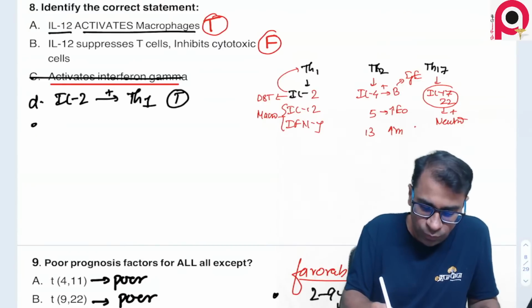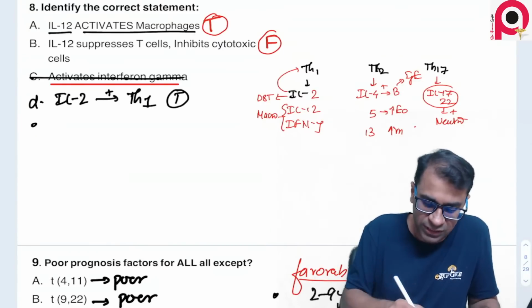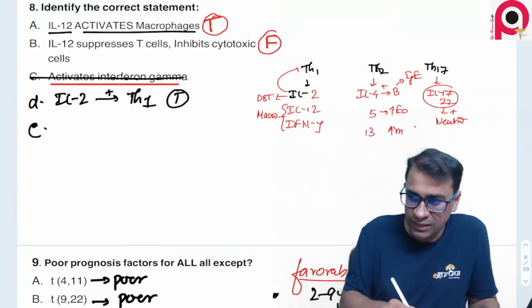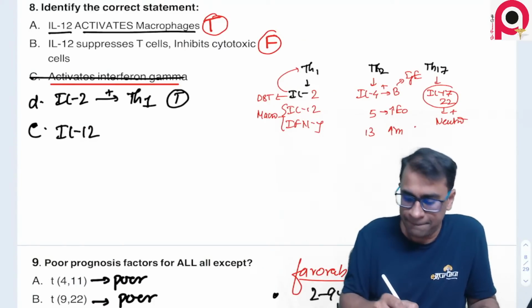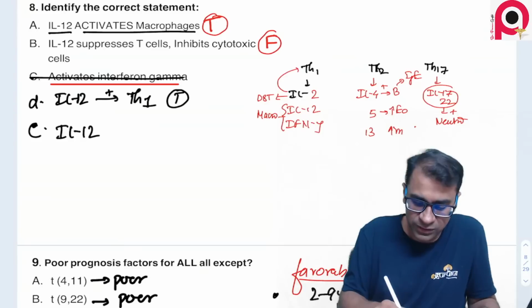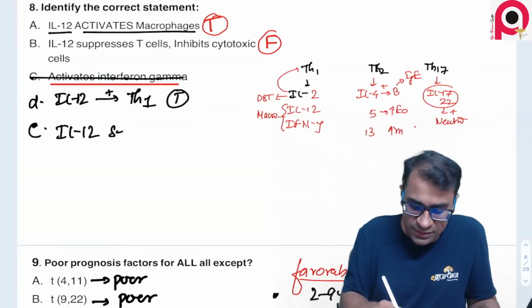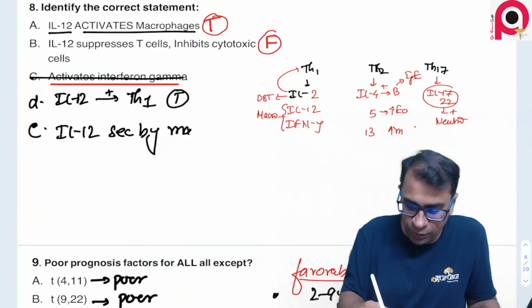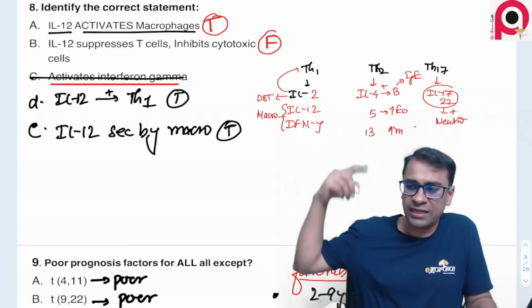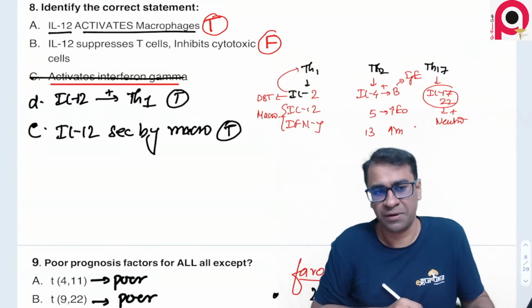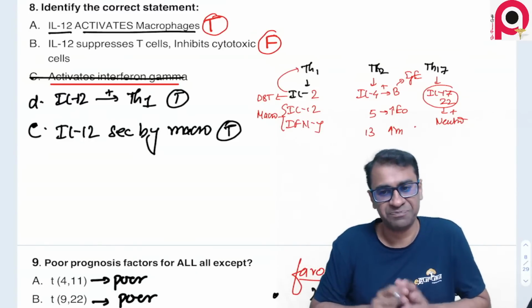So the third option, option C, says that IL-12 activates Th1 cells, and IL-12 is secreted by macrophages. This also looks to be a true statement. So I think in this case option B looks to be a false statement, because it was a multiple choice question there. So am I correct here?